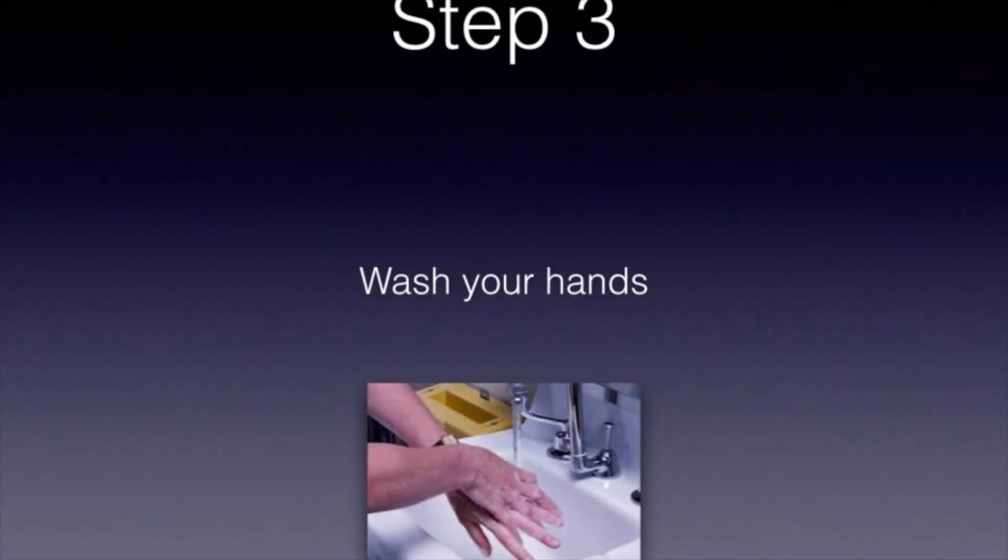Step 3, wash your hands. If there is a sink, use it to wash your hands. And if there isn't, it's reasonable to explain to the examiner that you would wash your hands at this point.